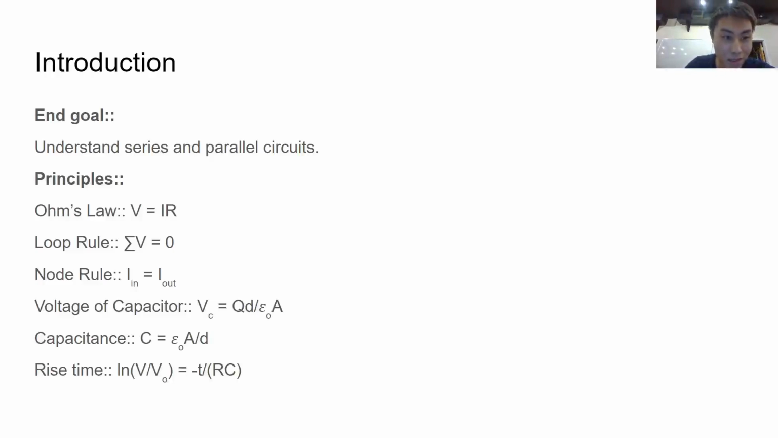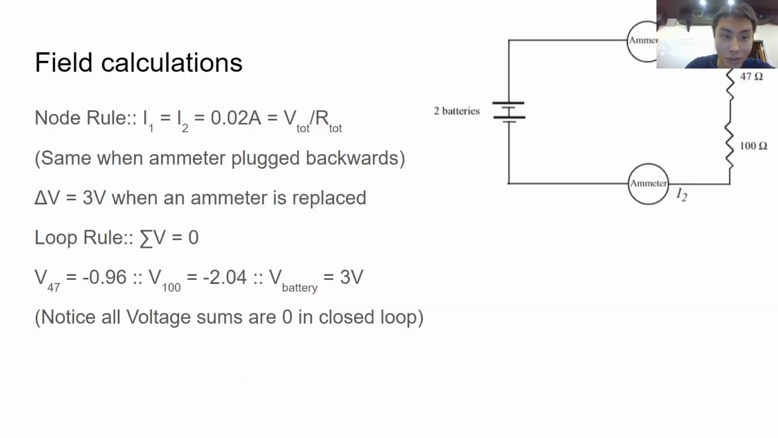So for the introduction, let's first understand what we're doing. We're just looking at series and parallel circuits along with discharging. So some principles to help us cover that would be Ohm's law, loop rule, node rule, voltage of capacitors, capacitance, and rise time. Now for field calculations, we say that from the node rule that I in is equal to I out, which is 0.02 amps from our case.